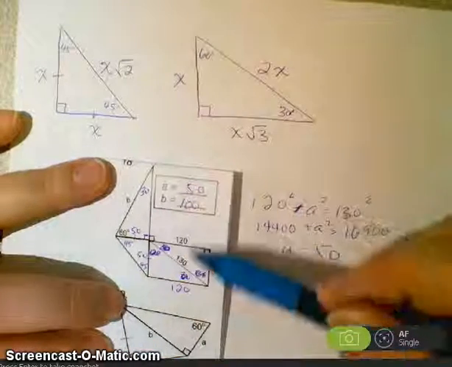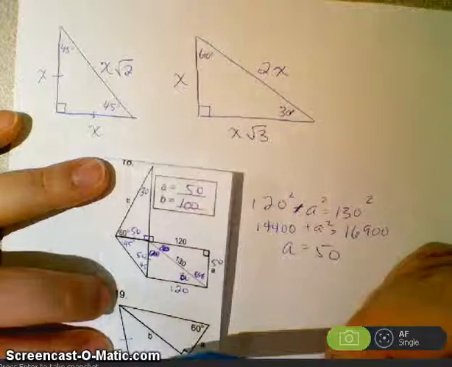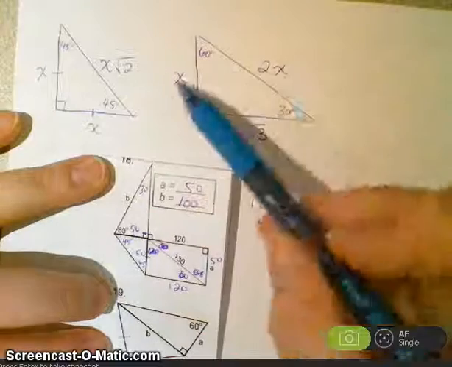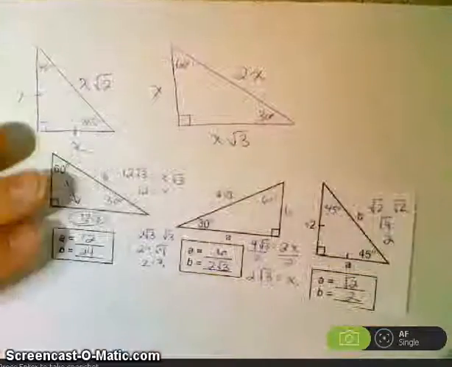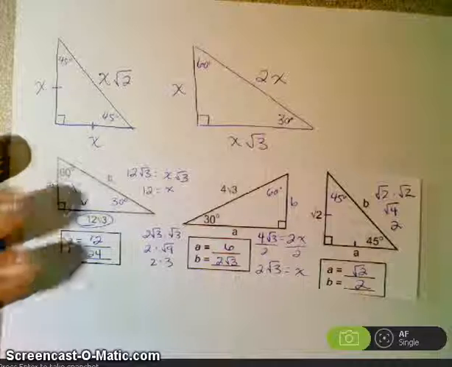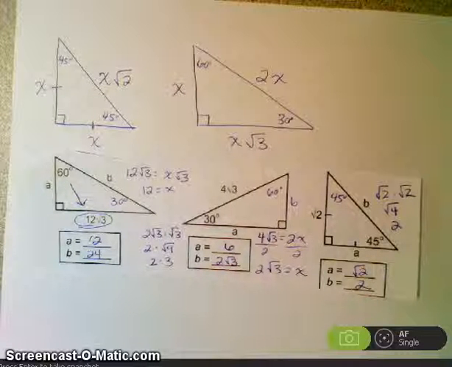Okay, but use your picture, draw it out, and just look for your triangles. Always figure out your x value by doing something like this. Always figure out that x value and use it to figure out all other values that you're missing.